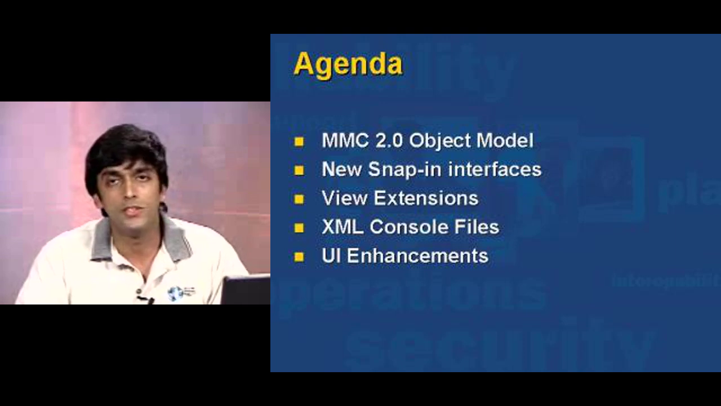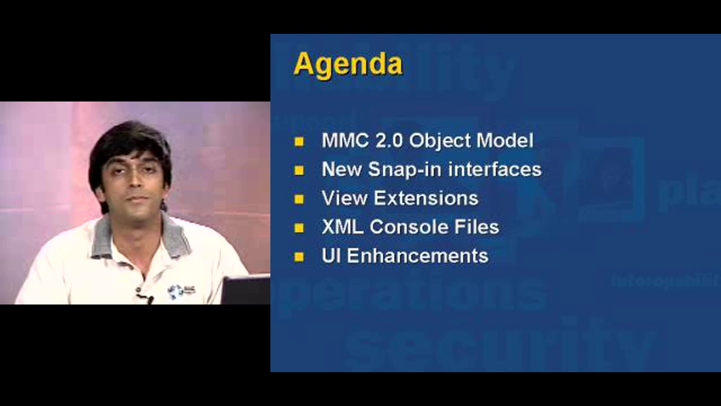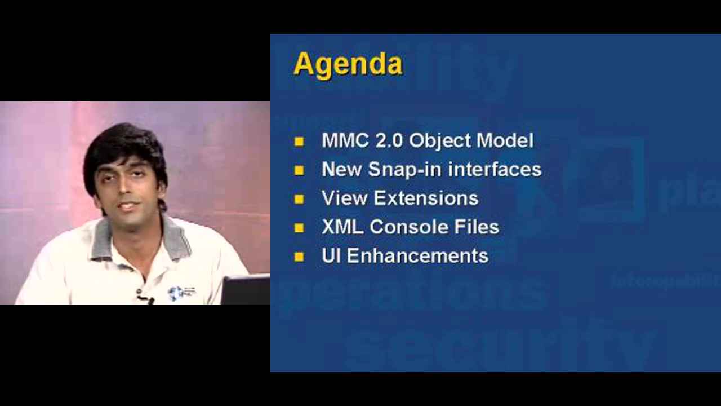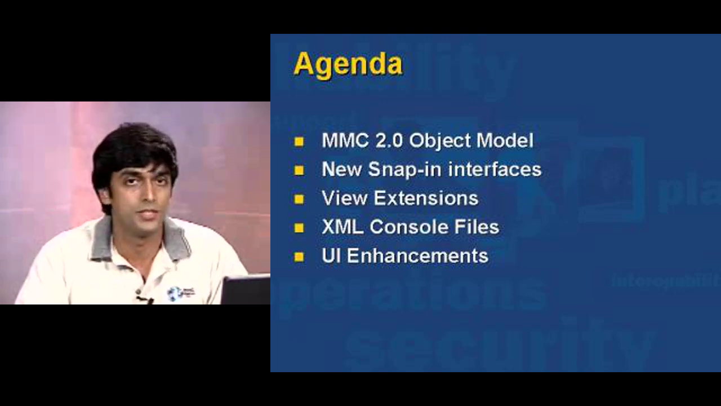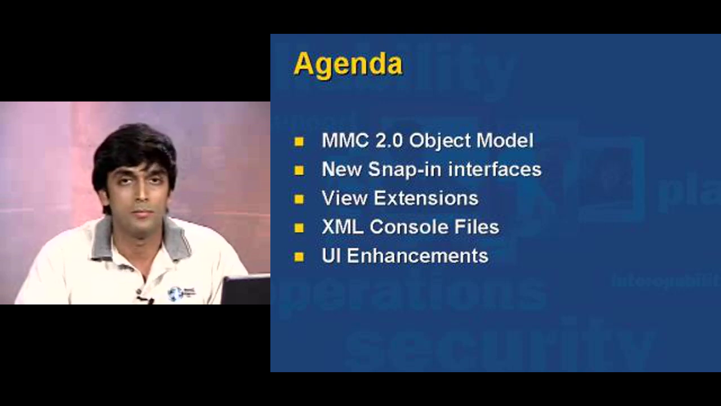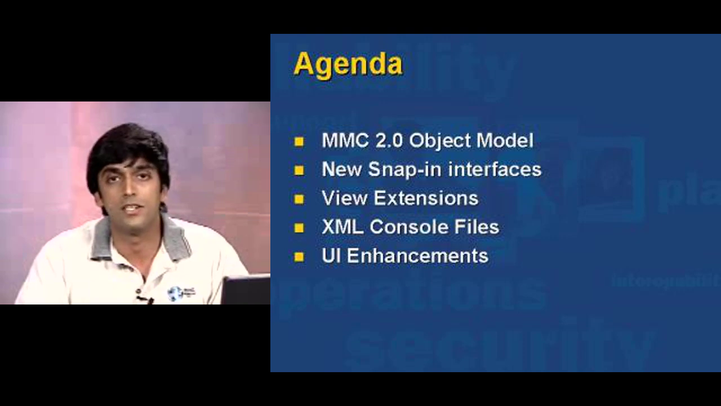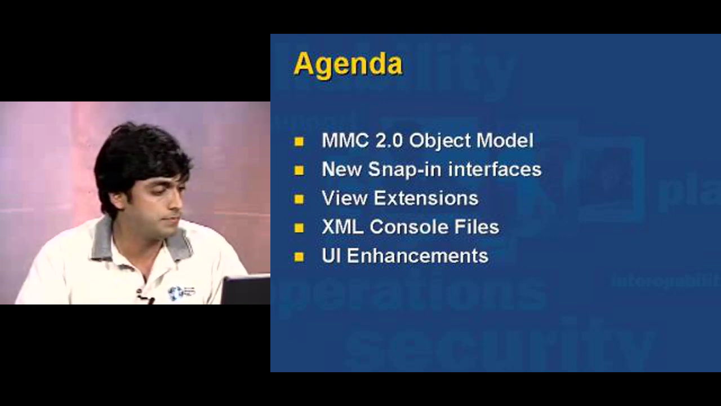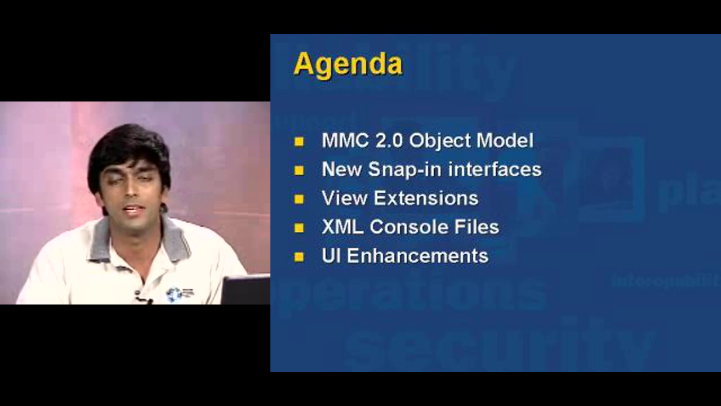There have been a few new Snap-in interfaces. We've added interfaces for managing Snap-in power requirements and for view extensions, which is a new extension mechanism, which is the next point. Also, the console file format has changed from what it used to be in MMC 1.x, from an opaque format to XML. This provides for a variety of advantages, which I will go into in a little detail. And there are also some miscellaneous UI enhancements.